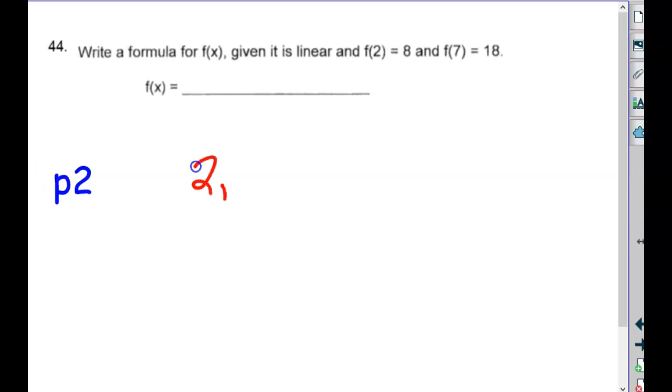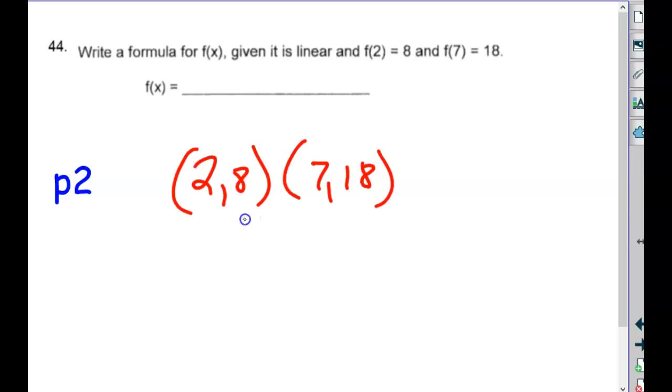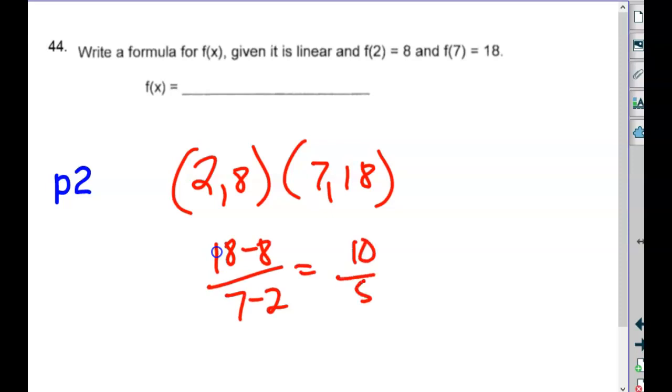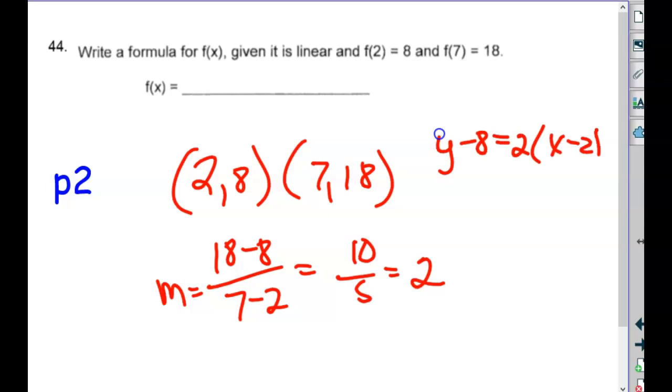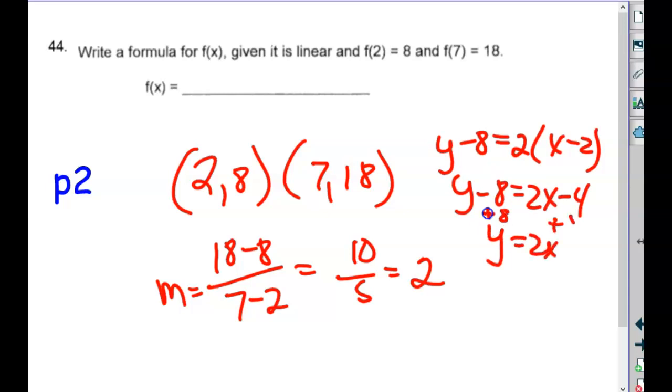Okay, again, this was 2, 8 and 7, 18. You could do regression, otherwise it's 18 minus 8 over 7 minus 2. It's 10 over 5, the slope is 2. So y minus 8 equals 2 times x minus 2. Y minus 8 equals 2x minus 4. Y equals 2x. If we add 8, we get plus 4.